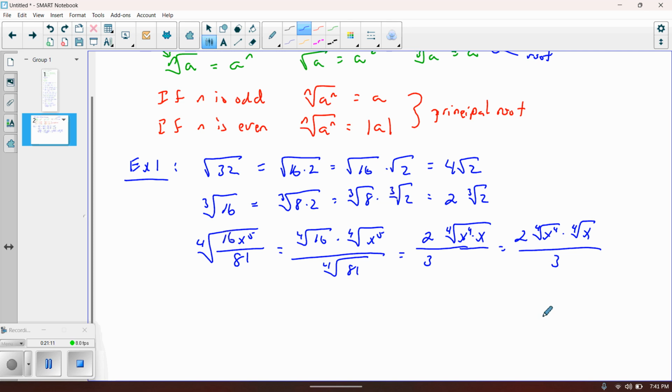However, it's an even root and it's a variable. So what we really need to write is not just x, it's going to be the absolute value of x. So this is going to simplify to 2. The fourth root of x to the fourth is the absolute value of x. The fourth root of x in this one here doesn't simplify any further, and then still over 3. All right, and there's multiple ways you could write that answer, but that is perfectly fine in its form.